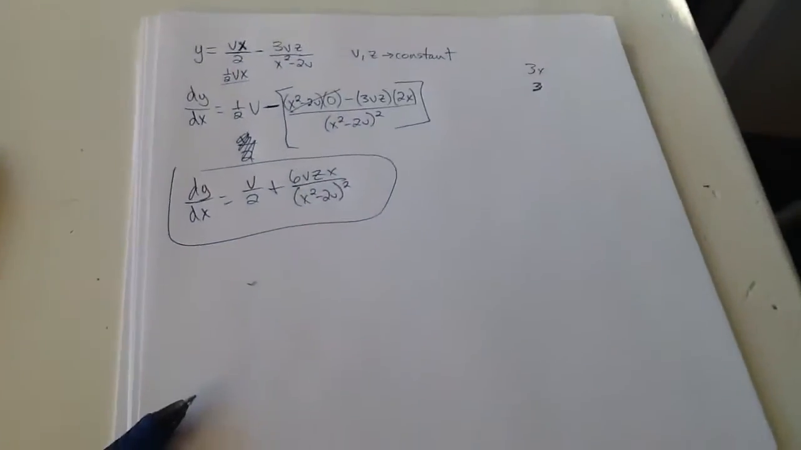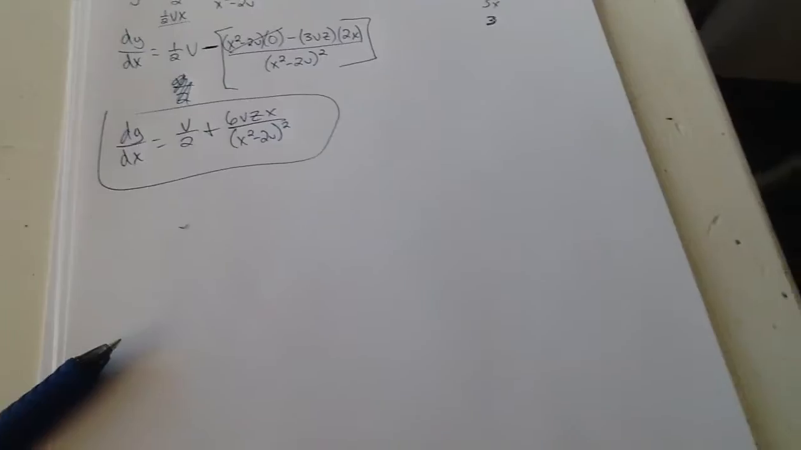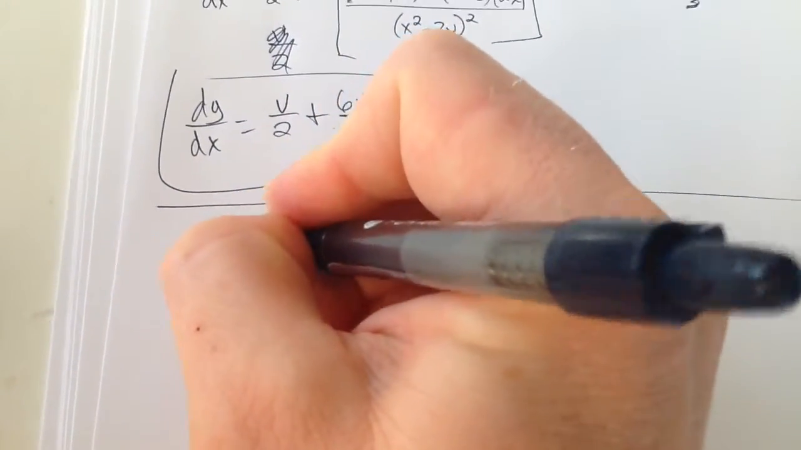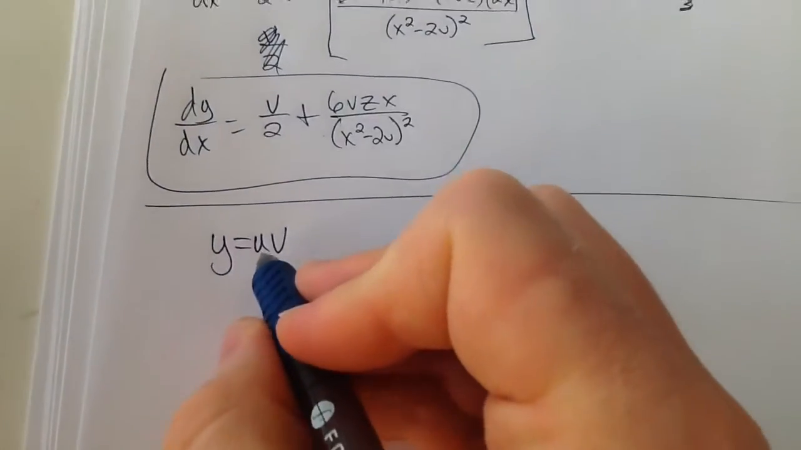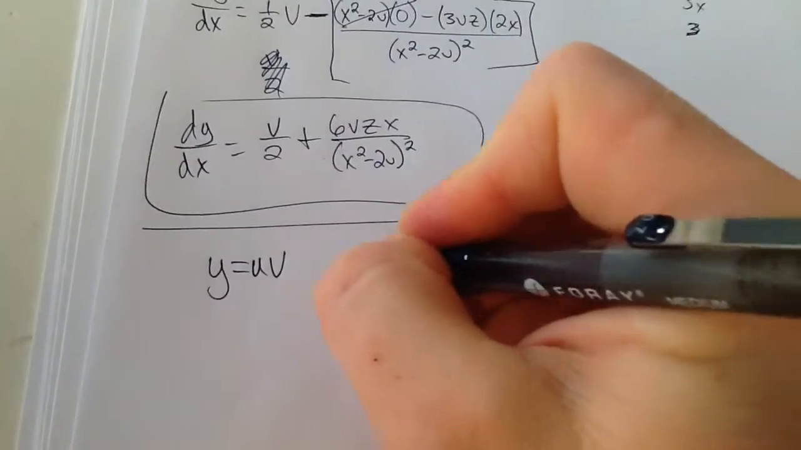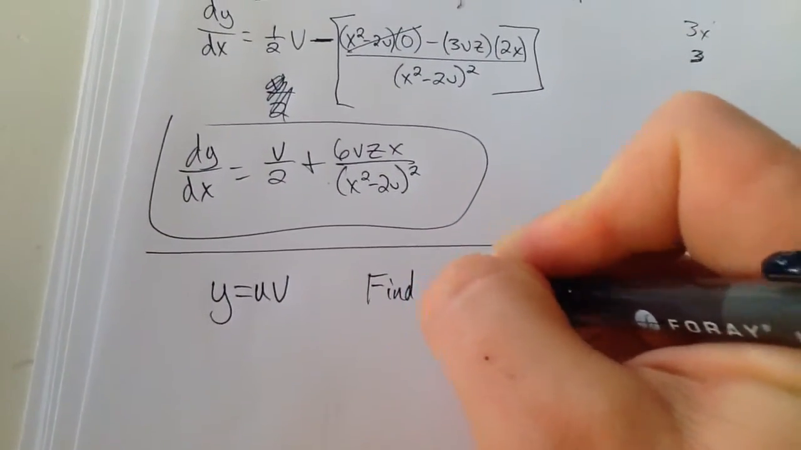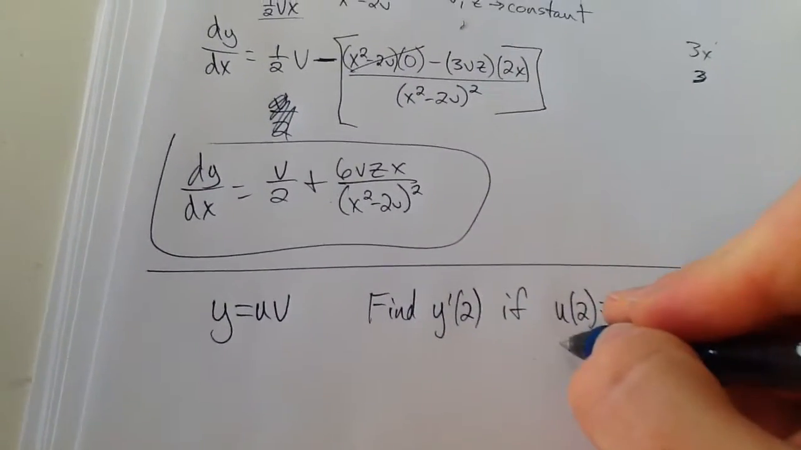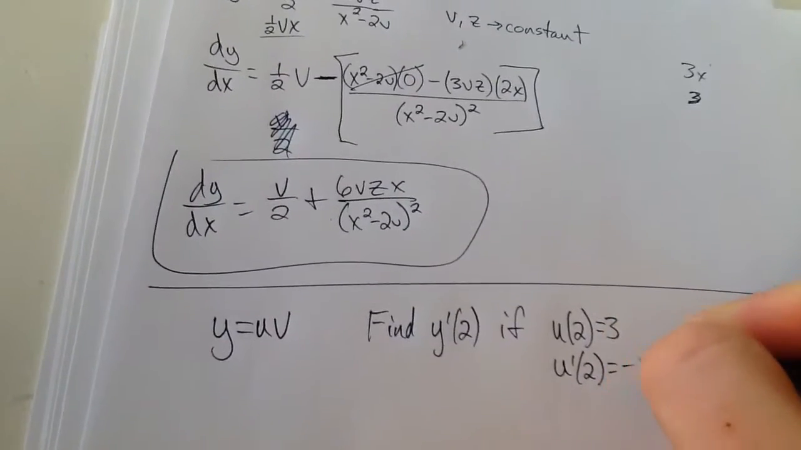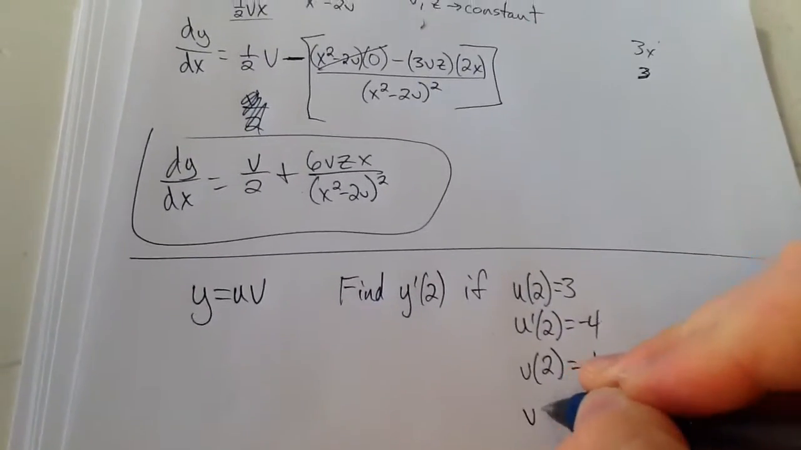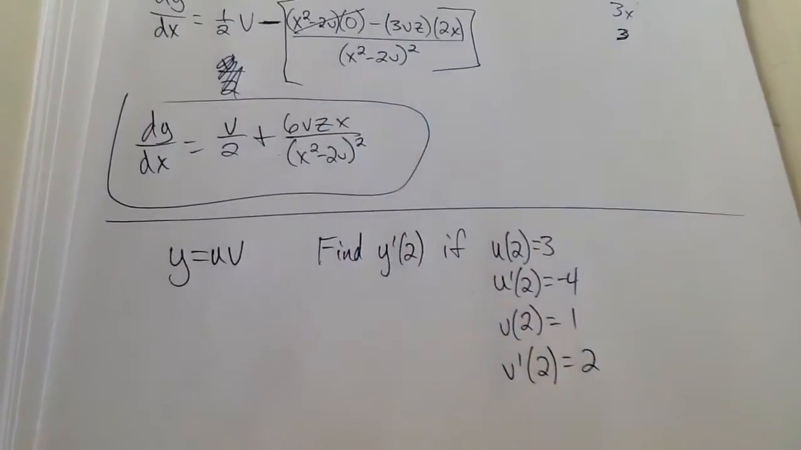Also want to do another example here. This is different. So we got y equals u times v, a product of two functions. So u times v, I don't know what those are. We're going to find y prime of 2 if u of 2 equals 3, u prime of 2 equals negative 4, v of 2 equals 1, and v prime of 2 equals 2.